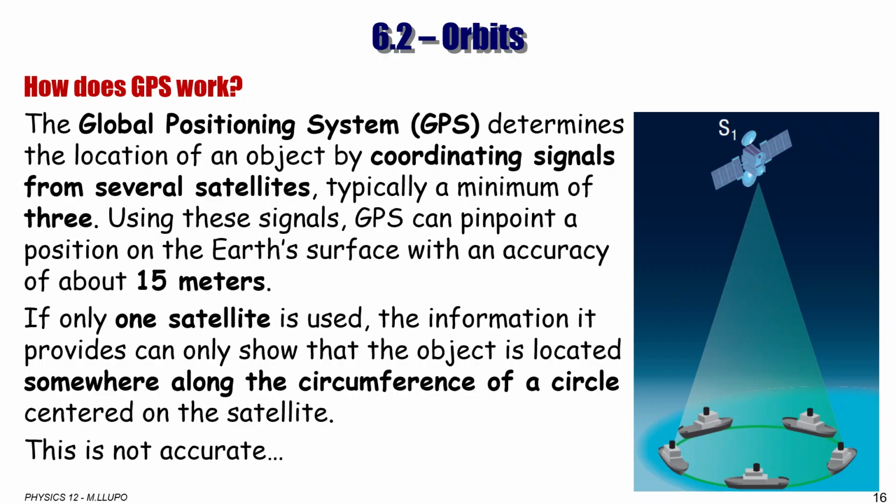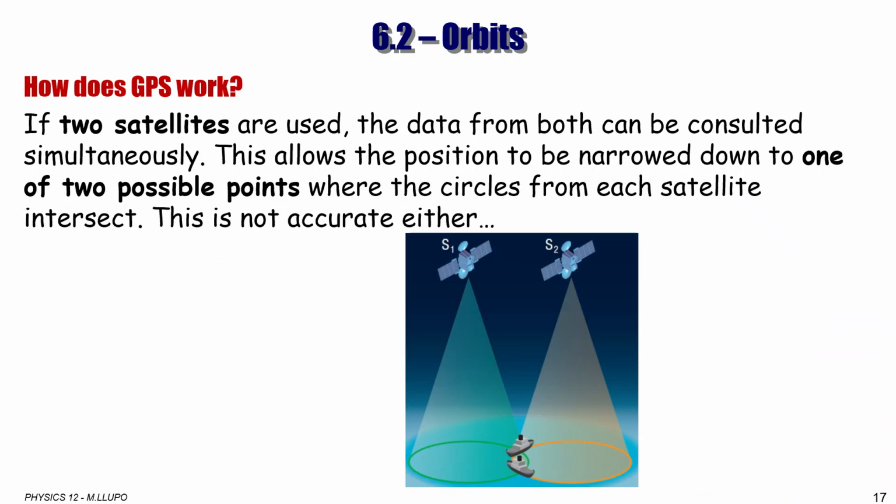If we only can use one satellite, the information it provides can only show that the object is located somewhere along the circumference of the circle, or the base of the cone that is formed between a satellite and the possibilities of where that location is. So that means it's not accurate. If one satellite wasn't enough, what about 2 satellites?